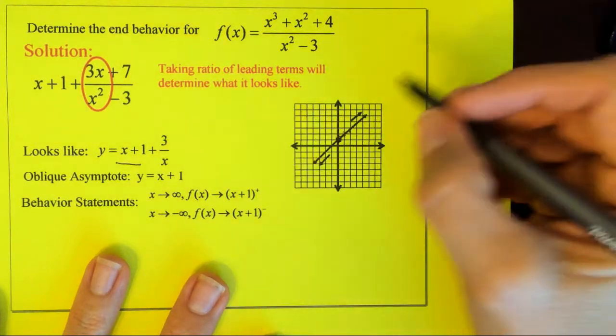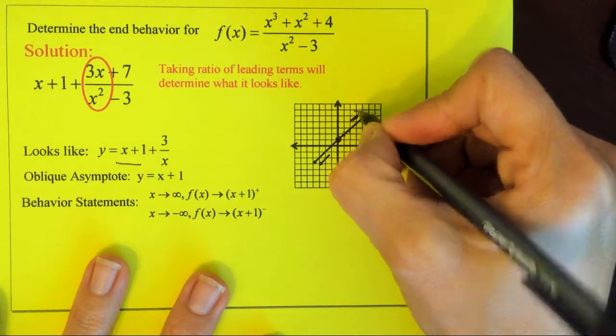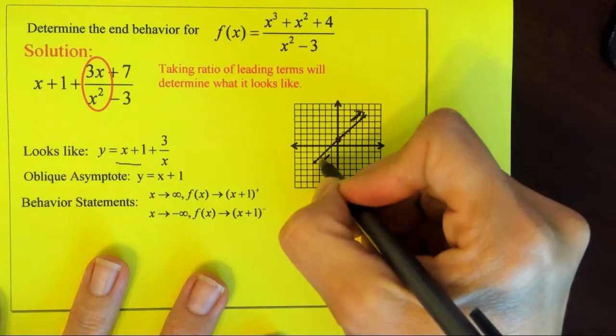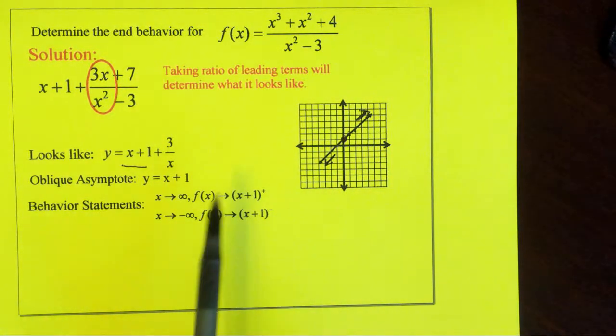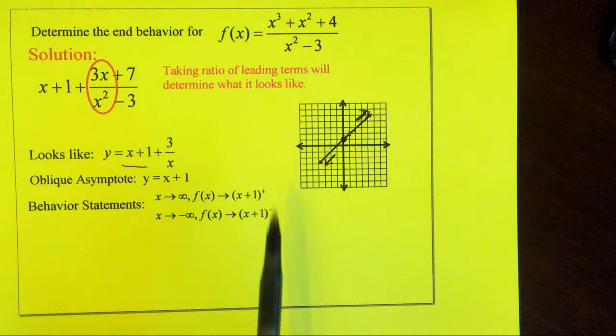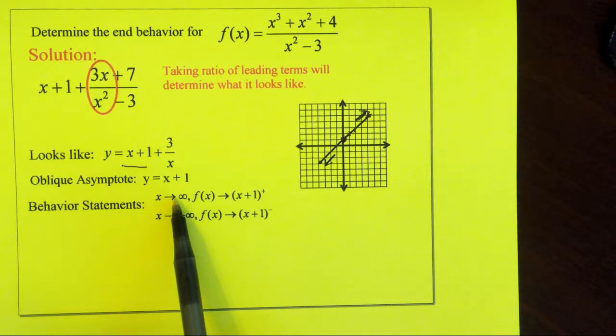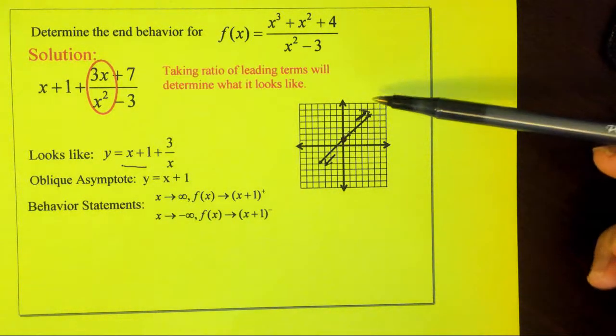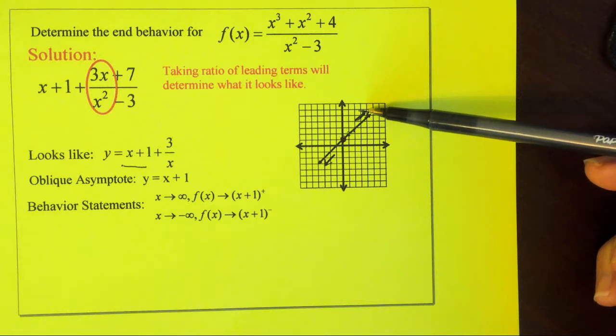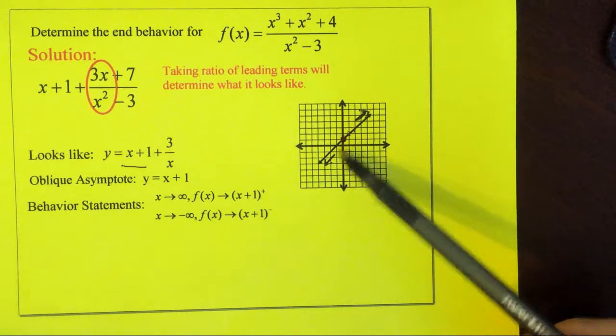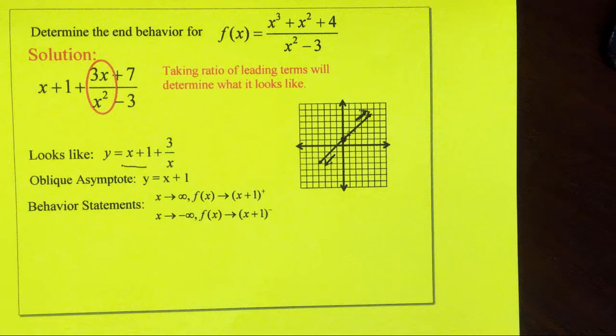Because it's a positive 3 over x, it's still going to stay above the asymptote on the right and below the asymptote on the left, like it always has done. It just looks weird when you graph it. So we're going to say as x goes off to the right, we're going to be above my oblique asymptote. And as x goes off to the left, we're going to be below the oblique asymptote.